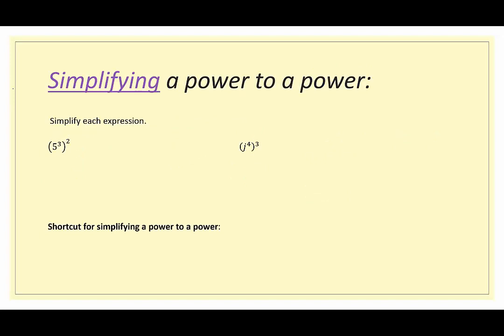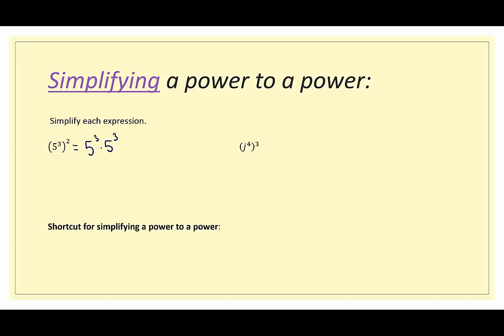The next property we're going to look at is called the power to a power property. And again, this is nothing but a shortcut. If you ever forget a shortcut, you can always just do what the thing says to do. So let's see how we can find the shortcut for our power to a power. Okay, so we have 5 cubed, that's the base, and then we have a square, so the square means write the base twice. This would be 5 to the third times 5 to the third.